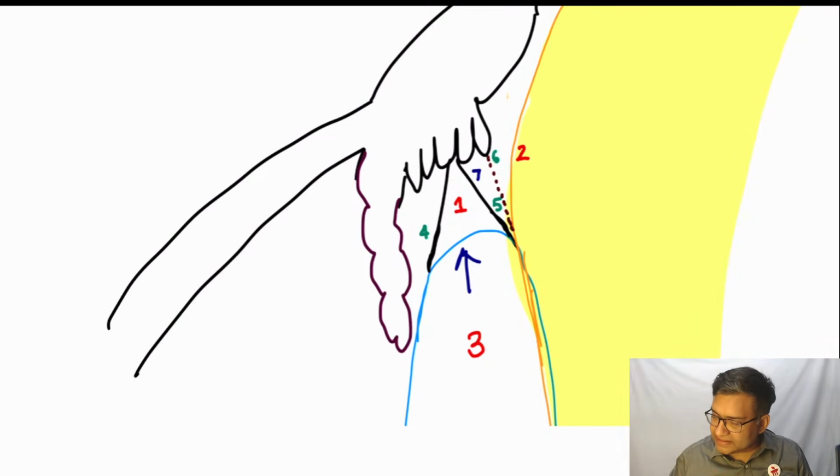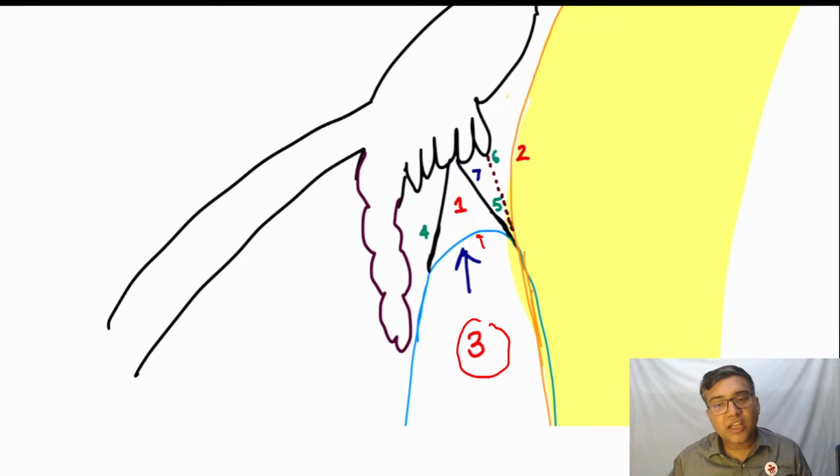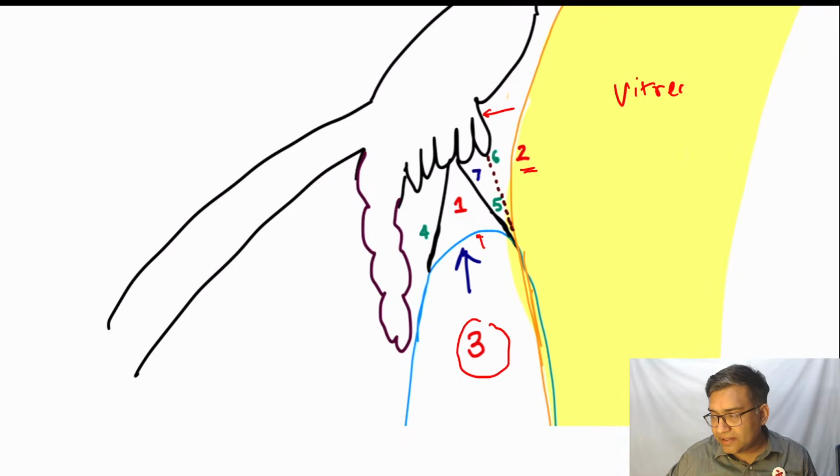So first of all, you are seeing this point 3. So this is the lens and this is the equator of the lens. Now the second thing you can see here is that in this area we have the various ciliary processes. Can you see the finger like extensions? These are the ciliary processes. Then this is 2. So what is this 2? This is the vitreous and this is the anterior part of the vitreous, that is called anterior hyaloid face.